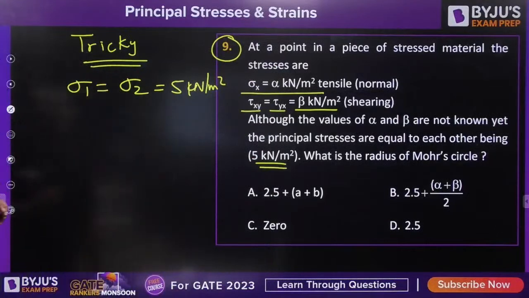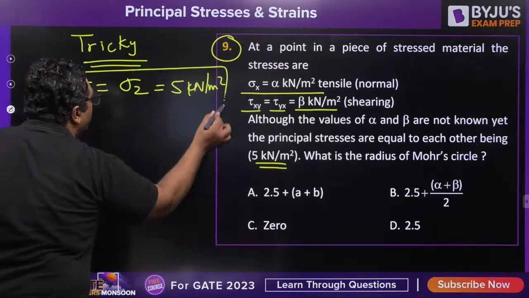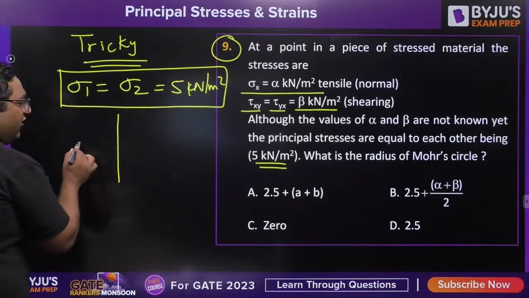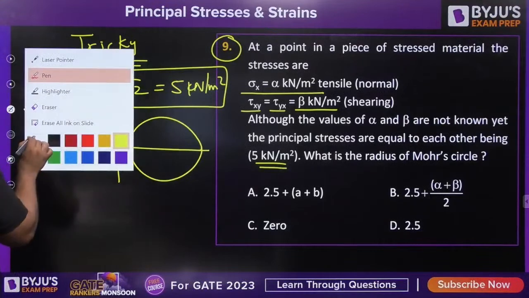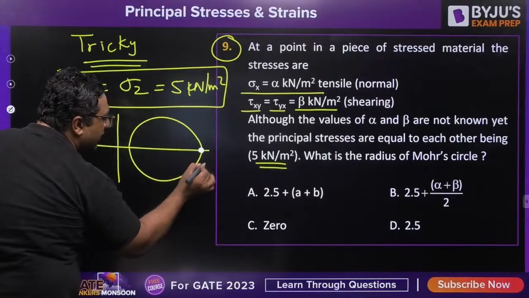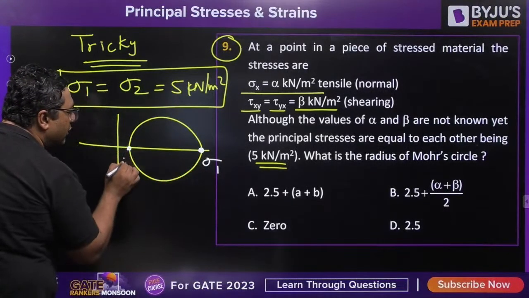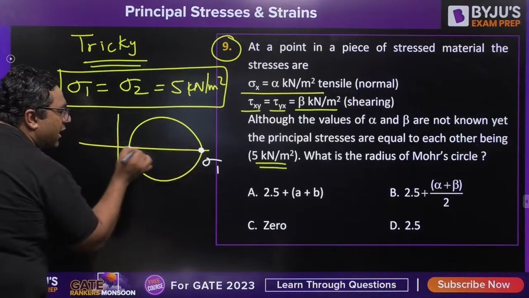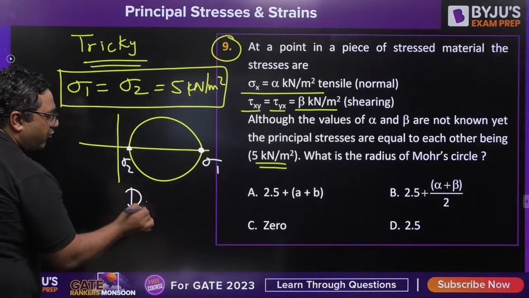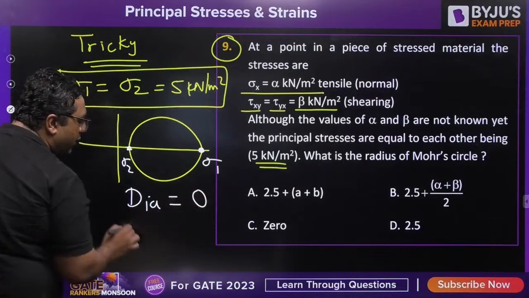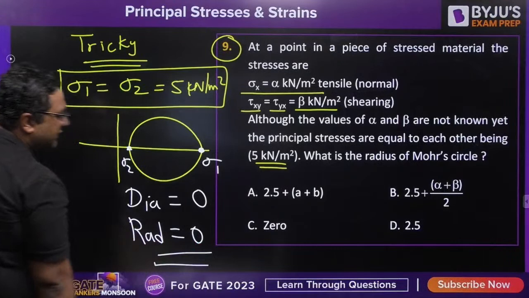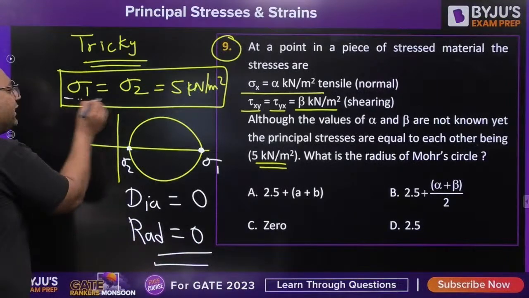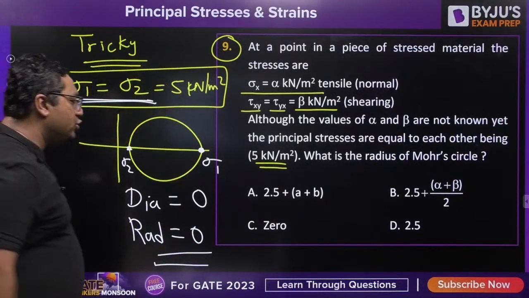You know, my dear, when we get sigma 1 and sigma 2 to be equal, if you are going to make any Mohr circle, then the extreme values of the Mohr circle will give you sigma 1 and sigma 2. These will become equal when the diameter of the Mohr circle becomes 0, or the radius becomes 0. So when the radius is 0, only then can you get sigma 1 equal to sigma 2. So the answer is C.